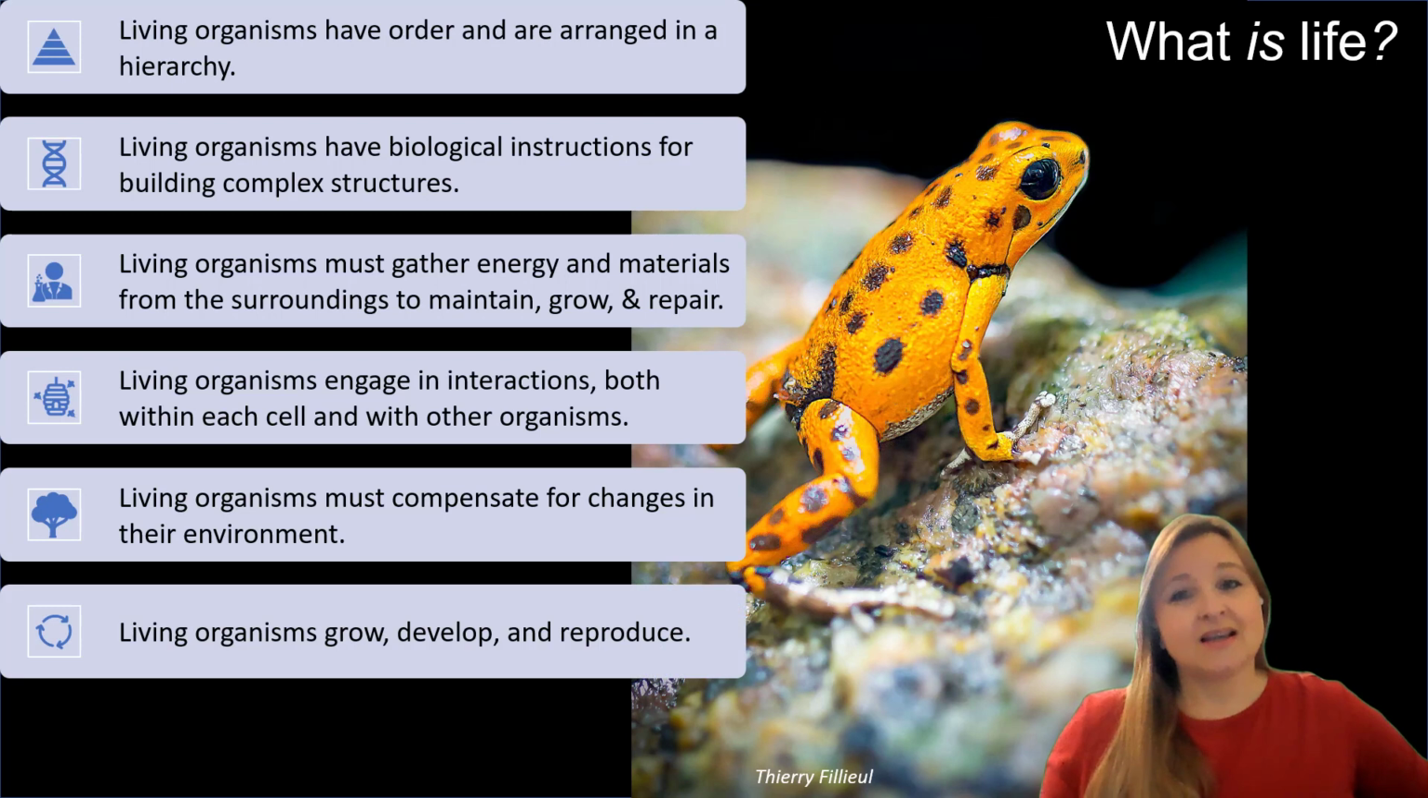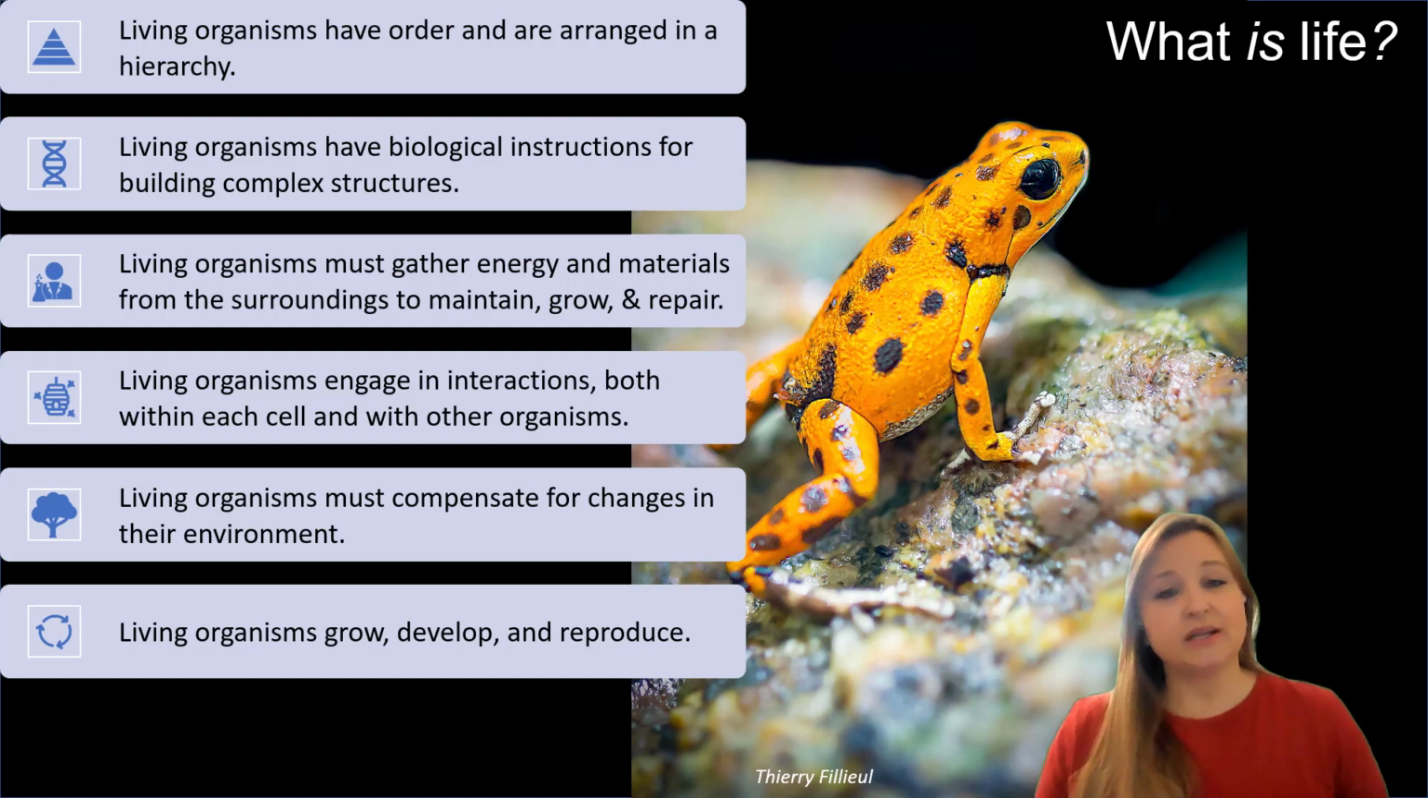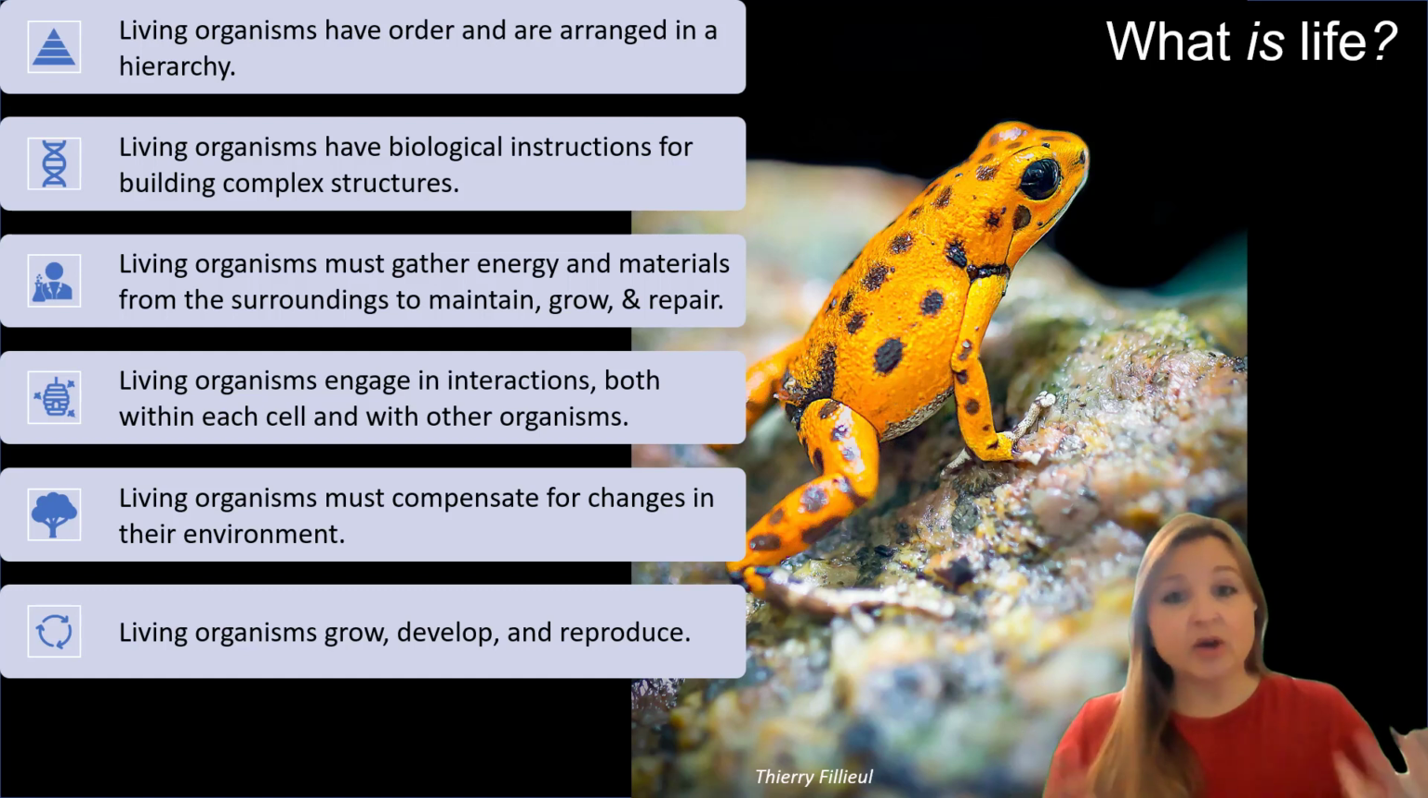Now, the sixth characteristic of living things is that they grow, develop, and reproduce. We know this rock, for instance, isn't going to be able to grow. It's not going to develop into anything else. It's not going to be able to make baby rocks, right? But living organisms have the ability to grow, develop their structure, and to reproduce, to create the next generation of that particular species.